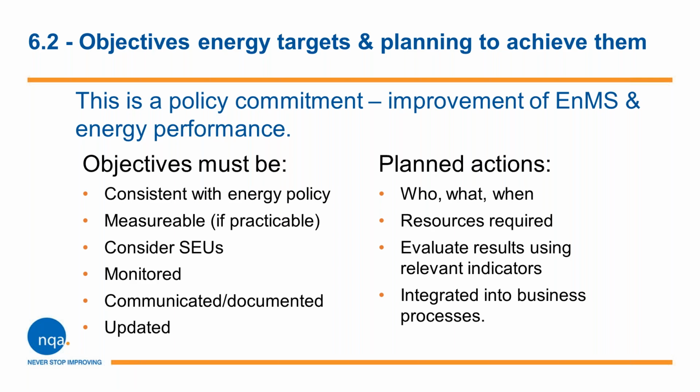And the objectives have to be consistent with the policy commitments. They've got to be measurable if you can. You've got to consider your SEUs. Now, this is the first of the three-letter acronyms that we've thrown in. SEUs are significant energy users, and they're the closest thing that this standard has to your significant aspects and impacts. It's the areas of the business, the processes, the pieces of kit, the machinery, call them however you wish to split them up. It's the areas of your business that use the most energy, and they become your significant energy users. So they need to be monitored, the objectives, you need to communicate and document them, and also they have to be updated.